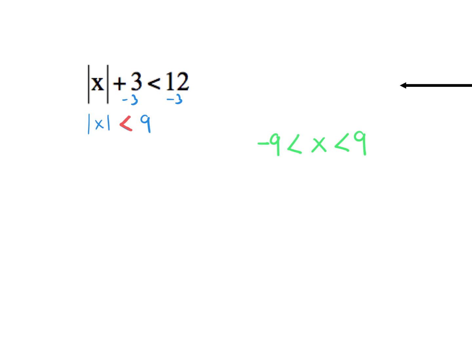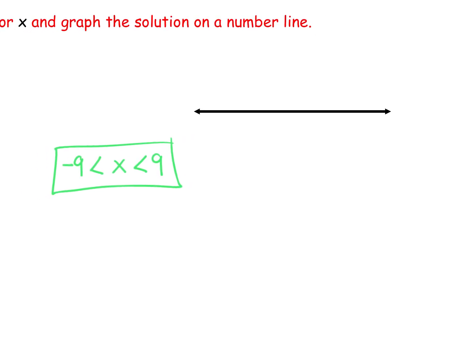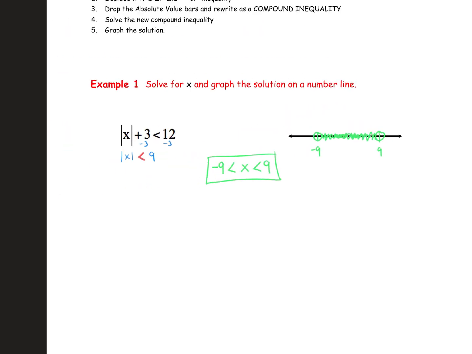And in this case, this one's already actually solved for us. Don't have to solve it. It's already got x isolated in the middle. So going to graph it, -9, +9, x is greater than that, and x is less than that +9. So again, compound and inequality typically has a graph where we're shading in between those two numbers.